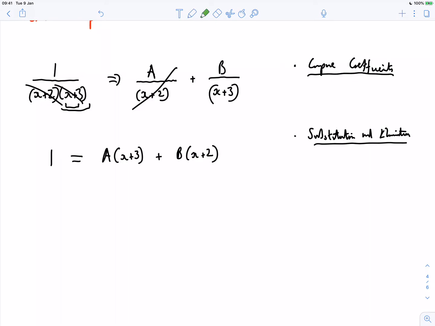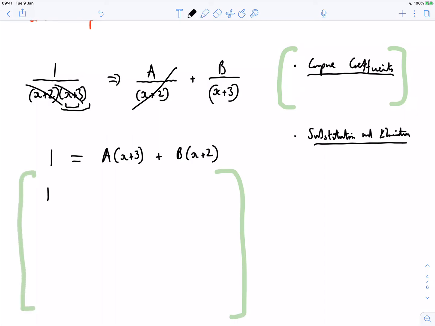So let's look at comparing coefficients. How would that go about? Well, let's expand the right-hand side. We've got 1 equals ax plus 3a plus bx plus 2b. Now, key point: if I look at the amount of x's, there are no x's on the left side, and there is an ax and a bx on the right. That must mean 0 x's on the left must equal a plus b lots of x's on the right.